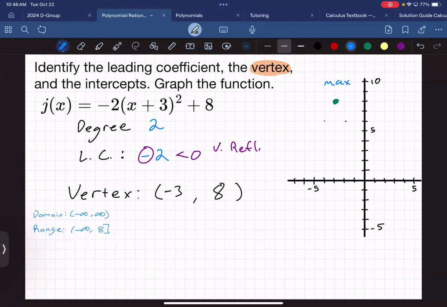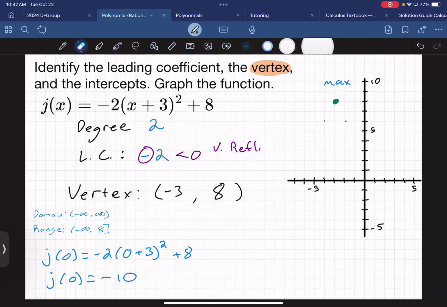And what does finding j of 0 help us get first? That's going to be our y-intercept. That is correct. I definitely recommend using a calculator or something to help you get through that. 0 plus 3 is just 3. 3 squared is 9. 9 times -2 is -18. Plus 8 is -10.